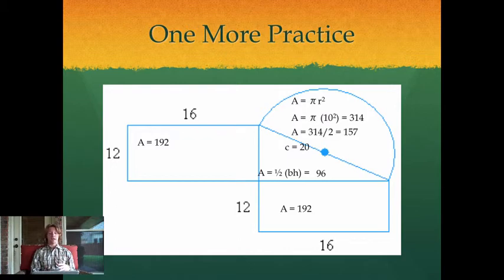So in order to find the area of the entire object, just add up those areas. I'll give you a second to do that. Okay, so it should be 192 plus 192 plus 96 plus 157, and that should give you a total area of 637 units.